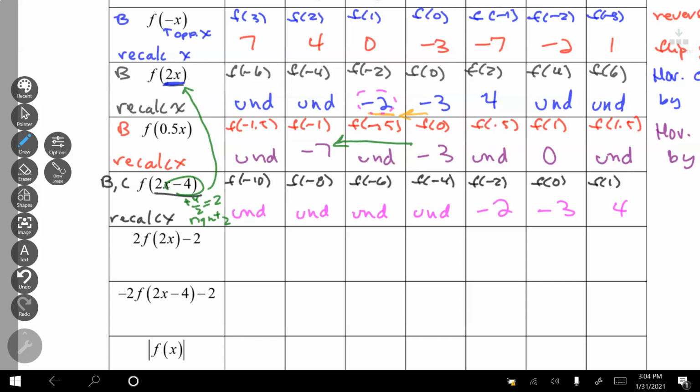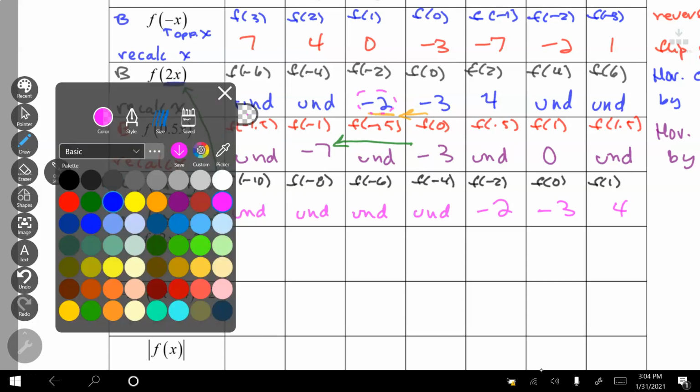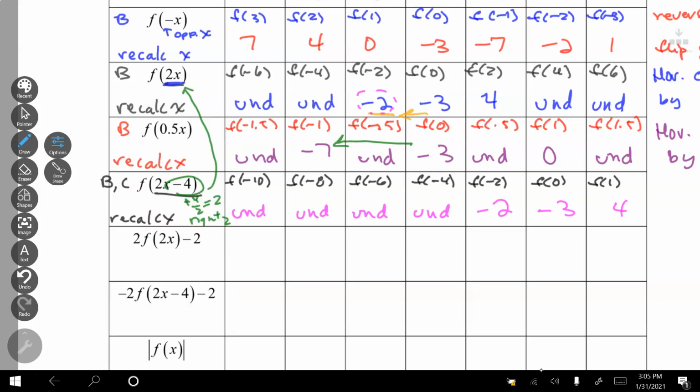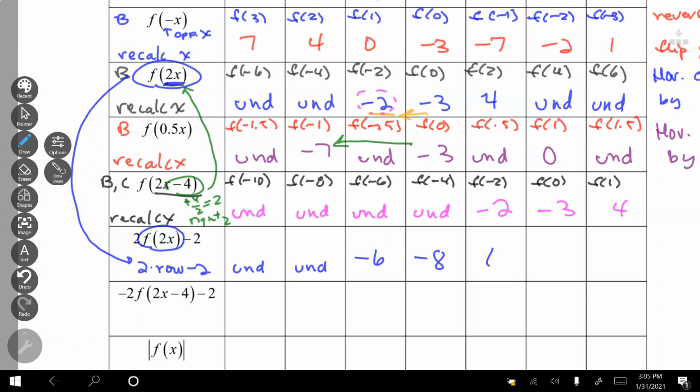Now these next two rows, I'm going to use what I've done before. So for this row, I'll grab the blue because it's already in blue. I already have f of 2x here. So I'm going to use this row and do 2 times that row minus 2. So this whole row in blue, I'm going to multiply by 2 and subtract 2. Negative 2 times 2 minus 2 is negative 6. Negative 6 minus 2 is negative 8. 2 times 4 is 8 minus 2 is 6. And then the rest are undefined.